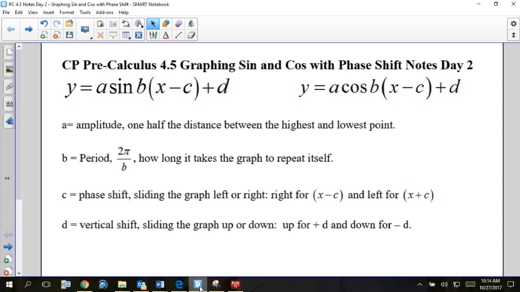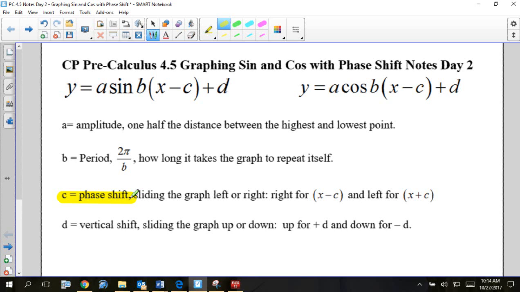This is the same stuff we just did, except there was one transformation we didn't do last class, and that was what's called a phase shift. That's what we call it in trigonometry. It's called a phase shift, but it's just the translating left or right portion of it. That's what we did not talk about yet.